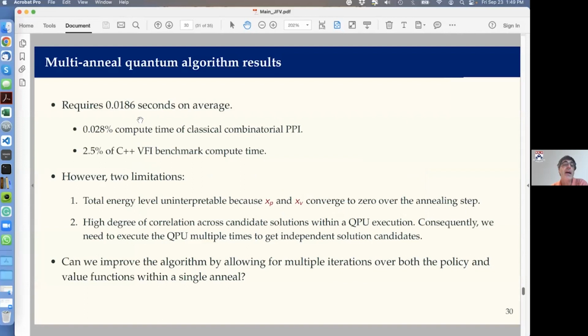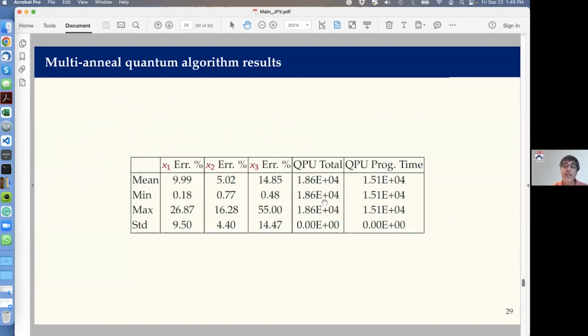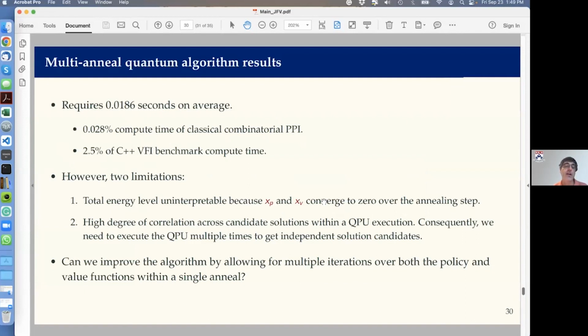Now, in particular, you can realize that we are only using 0.028% of the compute time of a classical combinatorial PPI and 2.5% of the time of the value function iteration. That is, we can do this around 40 times faster than on a classical computer. And that's really very nice. For instance, when I use FPGAs, I show that you usually get speedups between 40 and 50. So our quantum annealer is comparable in terms of speed with an FPGA.